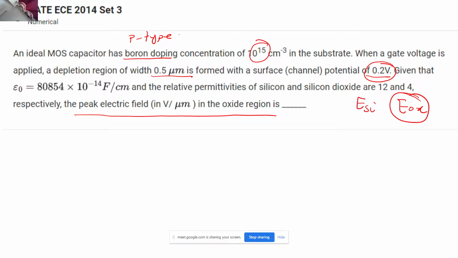EOX into epsilon ox. Yeah, correct. So okay, somebody is saying epsilon SI into ESI. What happened to my pen here? Okay. Oh, just a minute.